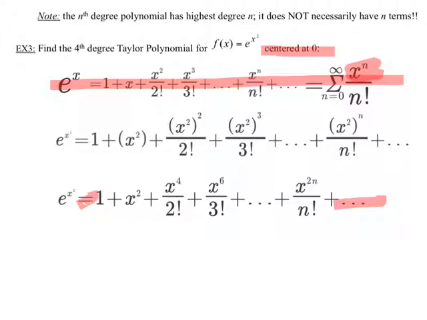So I was just on autopilot finding a Taylor series. What would the 4th degree polynomial be? Write that out for me, please. Pause and come back to me.